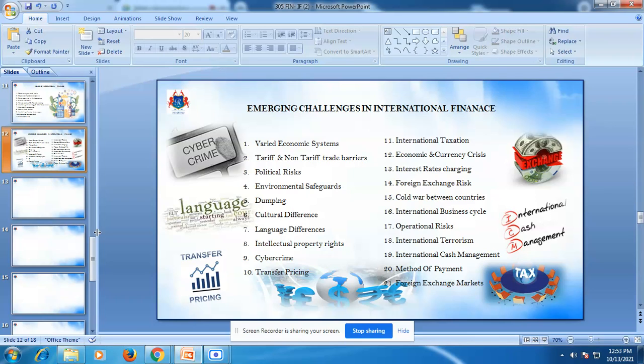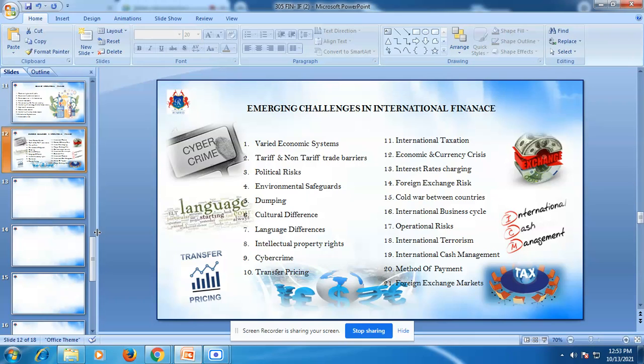Nevertheless, there are problems associated with transfer pricing. Many governments do not like transfer pricing strategies. When transfer prices are used to reduce a firm's tax liability or import duty, most governments feel they are being cheated of their income. Several governments limit the ability of an international business to manipulate transfer prices. These are the various challenges of international finance.